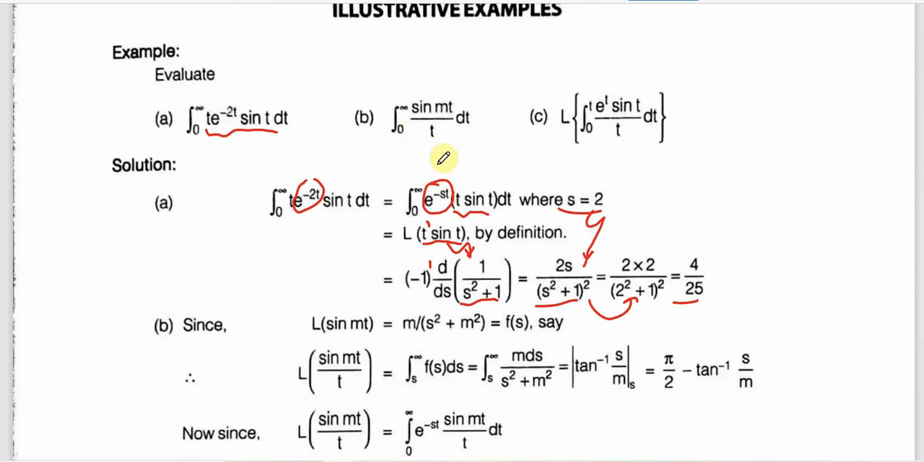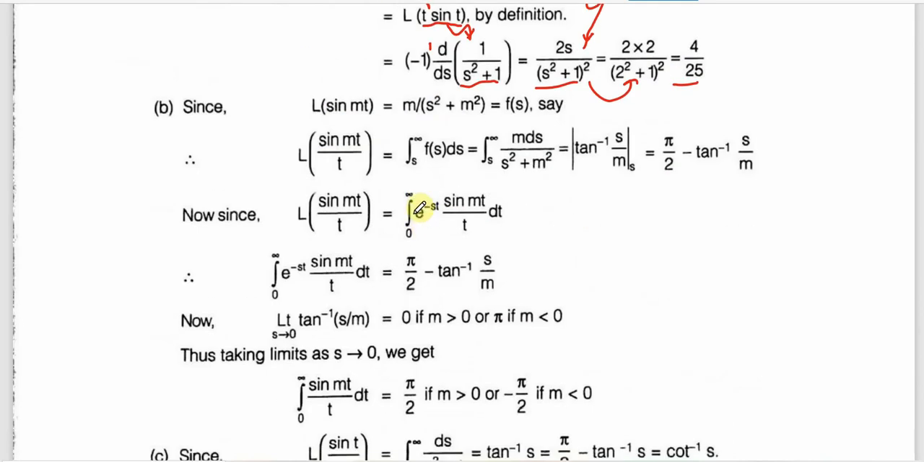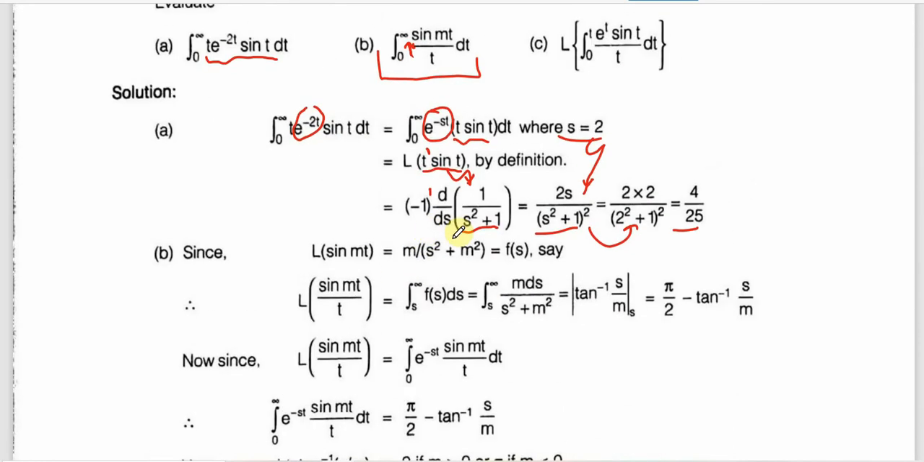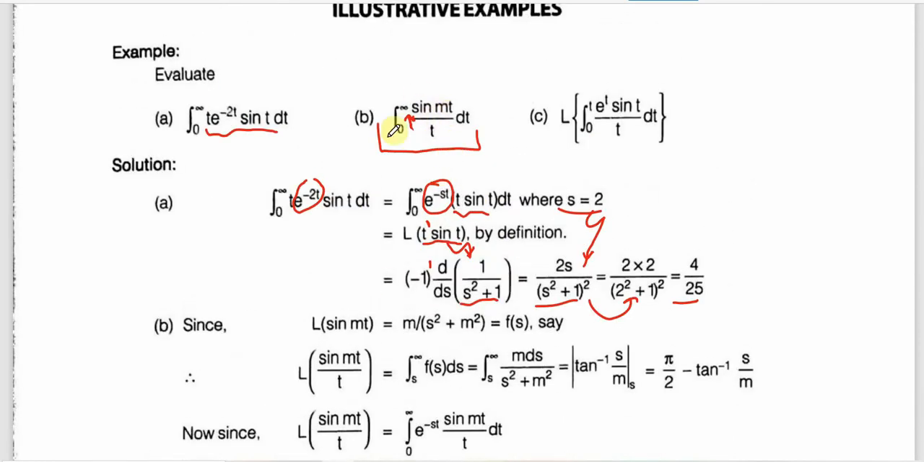Okay, now question number 2. This is the integral from 0 to infinity of sin mt upon t dt. If you solve it by the parts method, then again it's time consuming. So what we can do here is write this function with e to the power minus st, where s will be 0, because e to the power 0 is 1. So we have to simply find the Laplace of sin mt upon t.